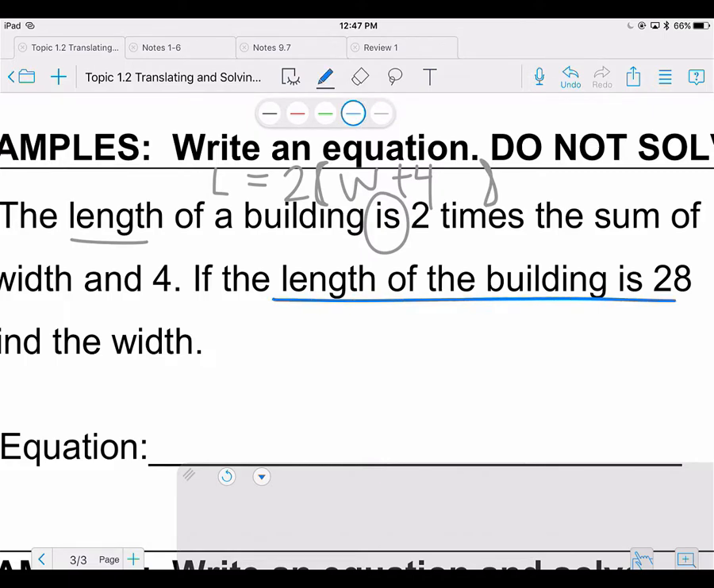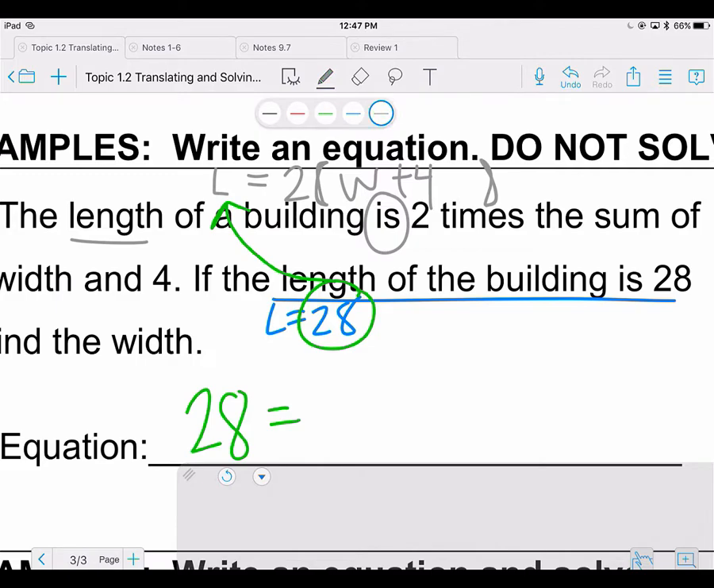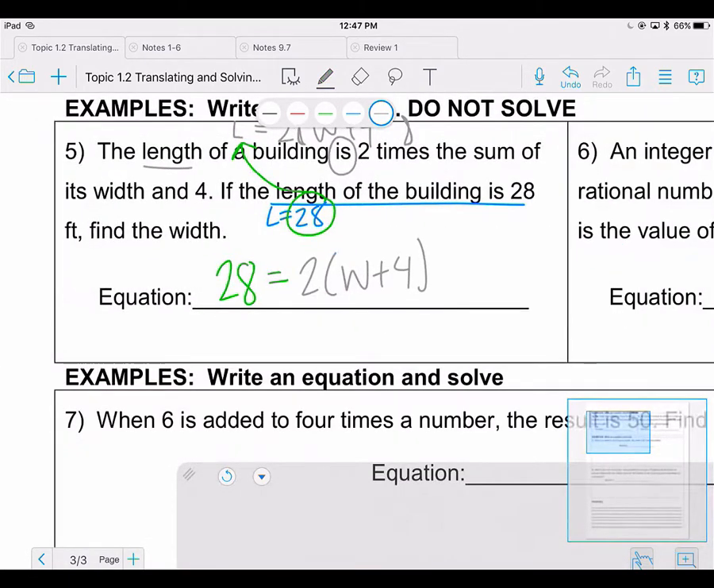And then the next sentence says the length is 28. So for our final equation, instead of writing L, we're going to write the number for L, which in this case is 28. And then the 2 times W plus 4 stays the same because I don't know what W is, so I can't plug in.